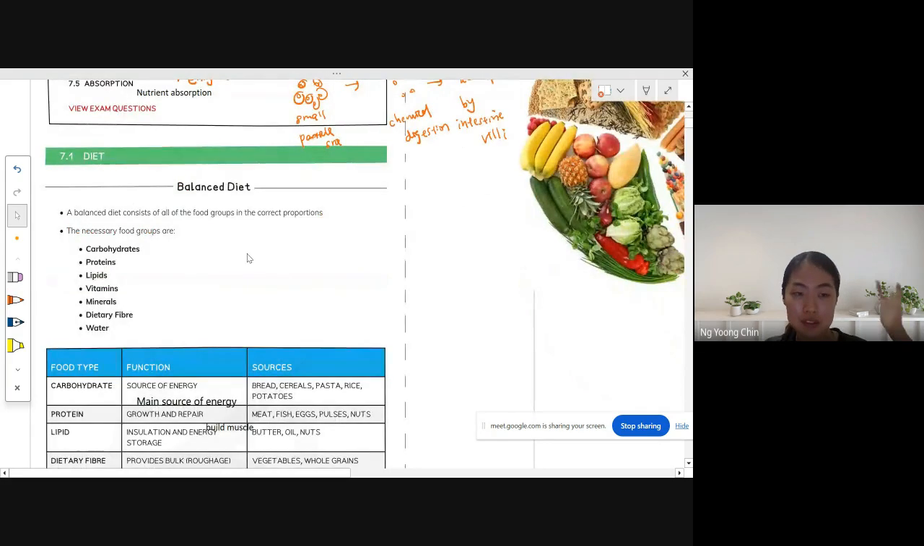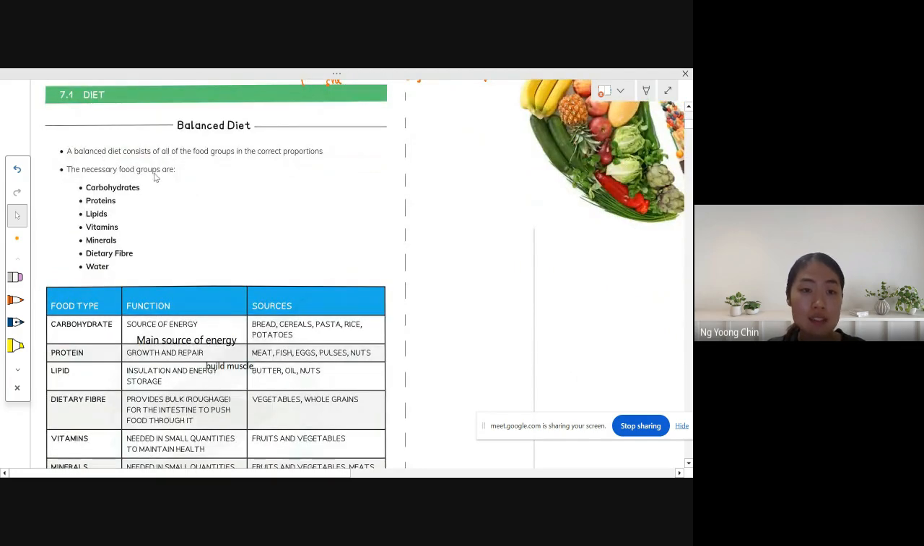Okay, so let me explain to you the first part, diet. You must know what is meant by a balanced diet. A balanced diet means that the diet is able to supply us with the correct proportions of the foods and also the nutrients.